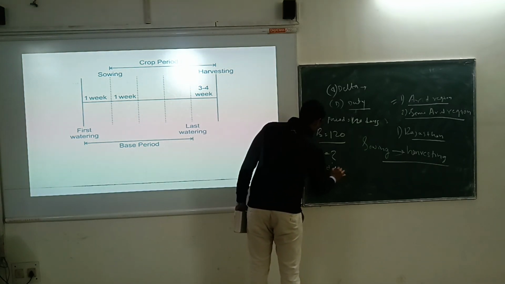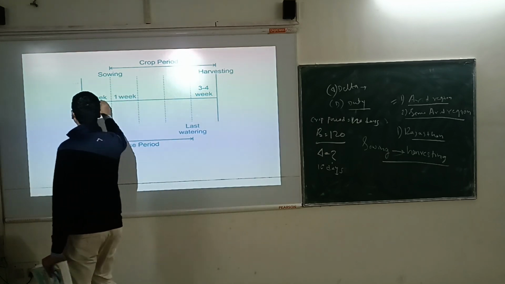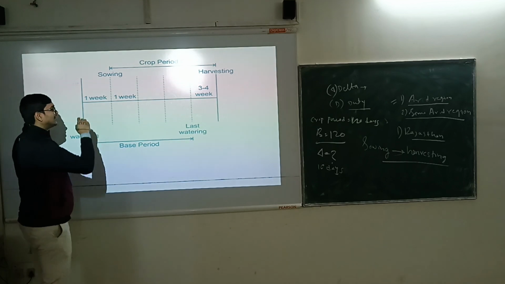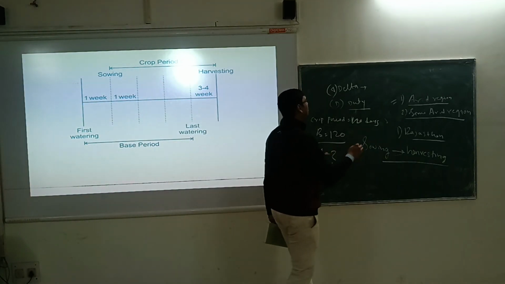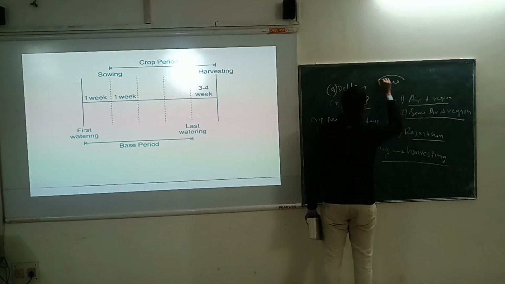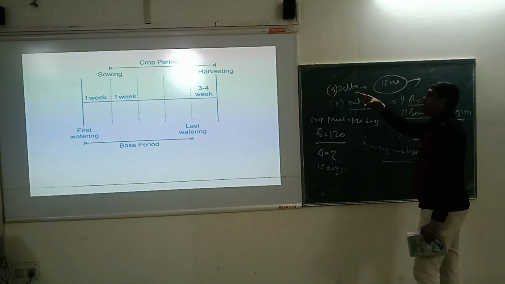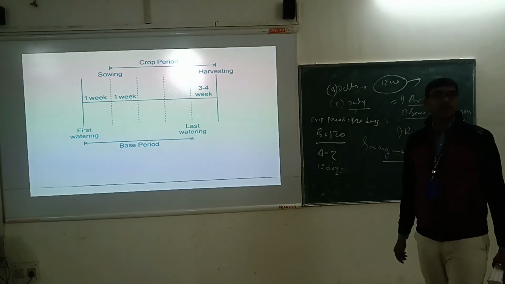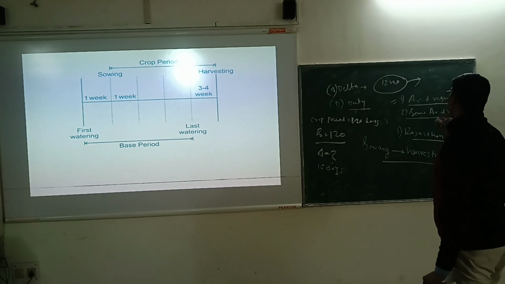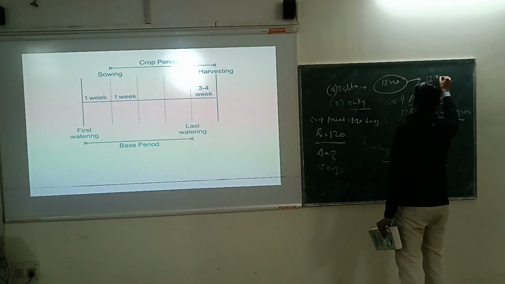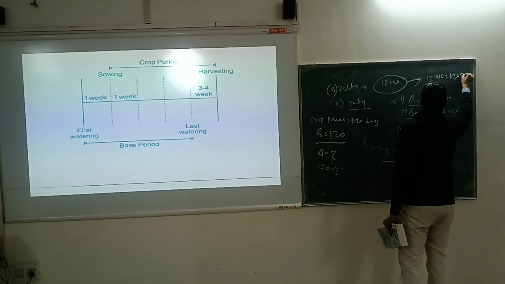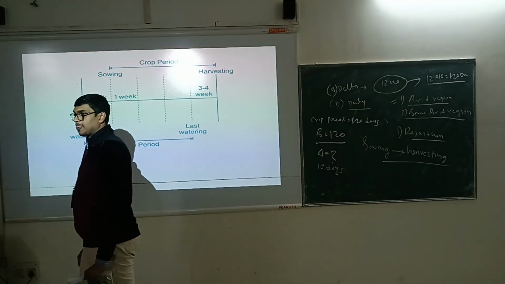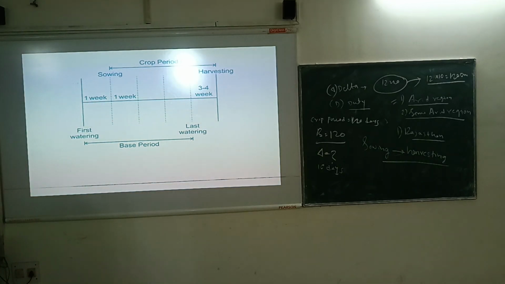So the interval is 10 days, and the total crop period is 120 days. How many intervals are there? 12 intervals for the required crop period. In each interval the quantity of water is 10 centimeter. So for 12 intervals it is 12 into 10, that is 120 centimeter. Clear? Or any doubt?